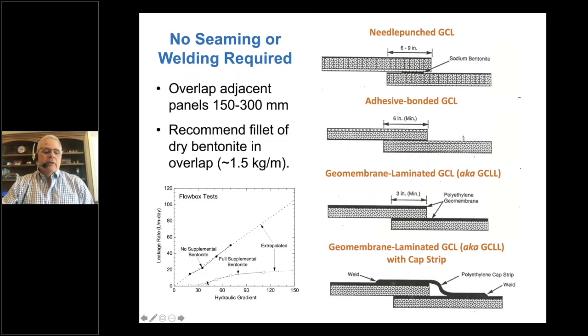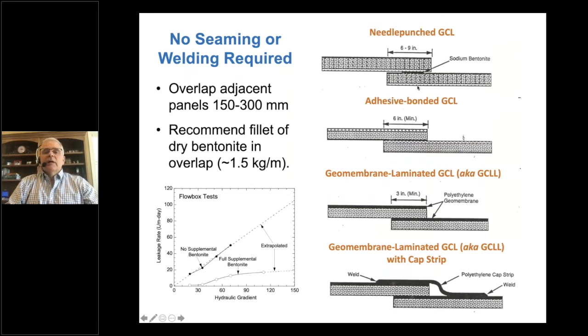And I just show down here some of the tests that we did a number of years back looking at the leakage rates through seams. Whenever we put supplemental bentonite or that fillet of bentonite down the seam, that tended to give us a lower flow rate and a more reliable system. I think the jury's still out on the need for that, but in the specifications that I work on and the projects that I'm involved with, I recommend putting this fillet of bentonite in between the layers. So we have two layers, we put a stream of bentonite down the middle, we overlap them, we build on top. That's pretty remarkable.